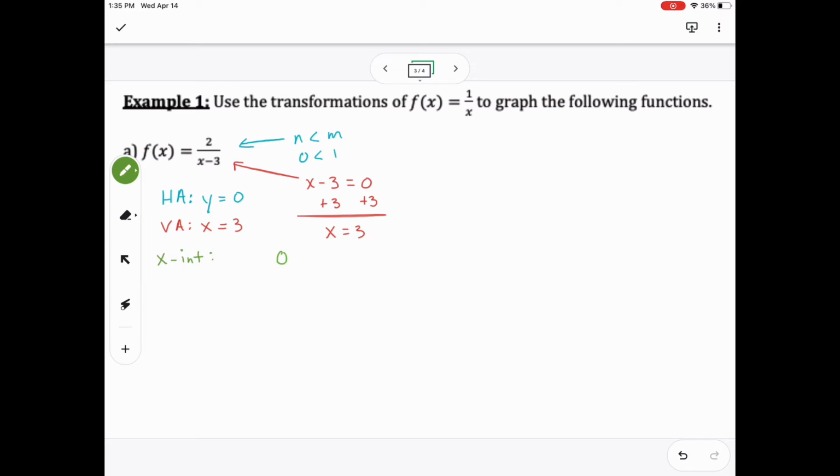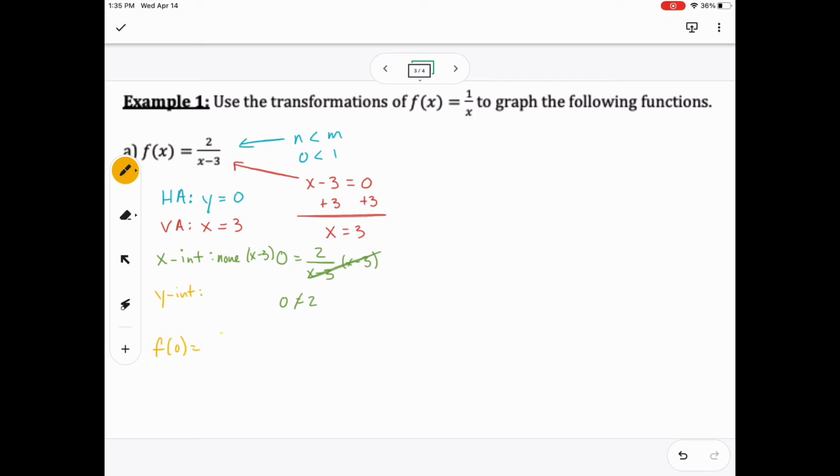When I figure out my x-intercept, I'm going to set f of x equal to 0. So I'm going to replace it, because remember that's y. So trying to solve for the numerator is what I'm trying to do. In this case, multiplying both sides by x minus 3, I cancel those out, and that leaves me with 0 equals 2. And that's not equal, so there is no x-intercept, which happens sometimes.